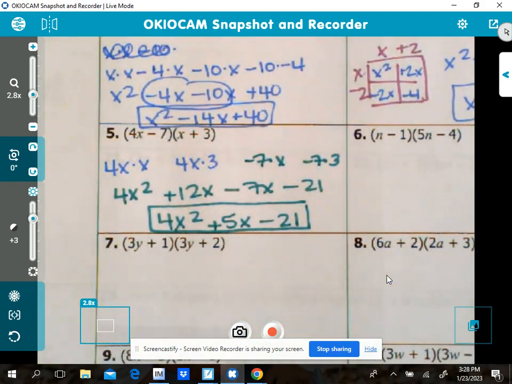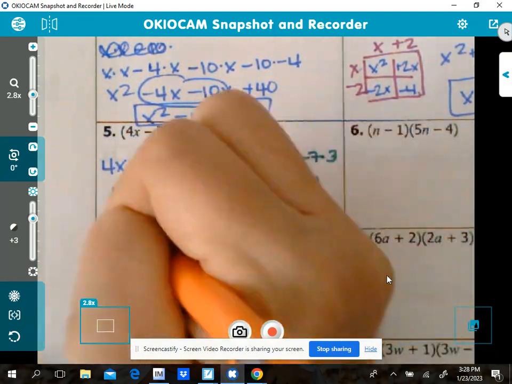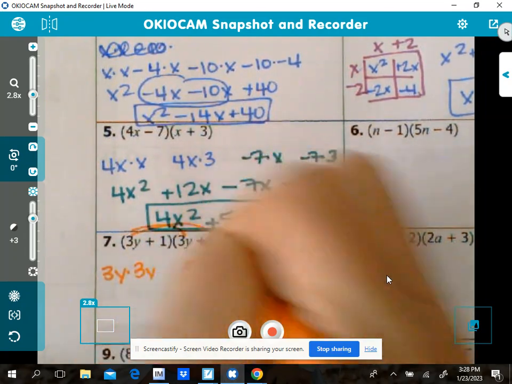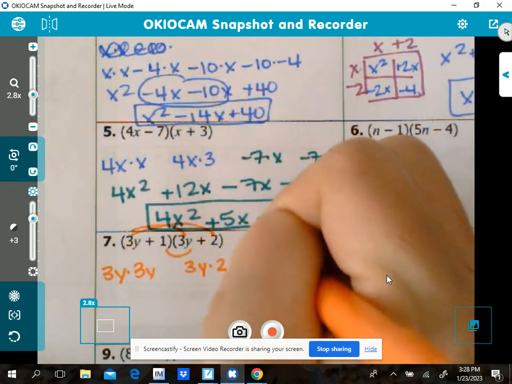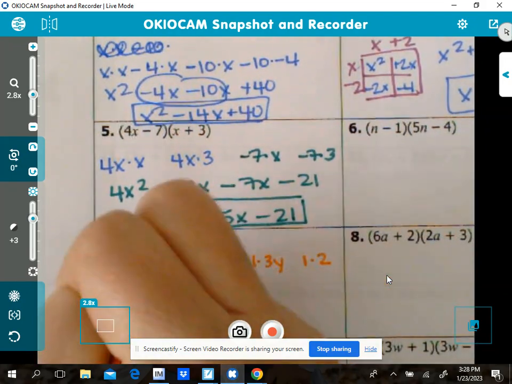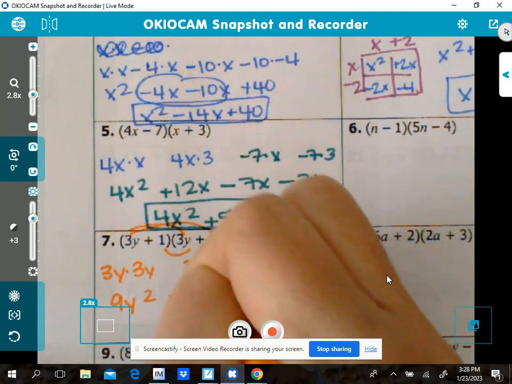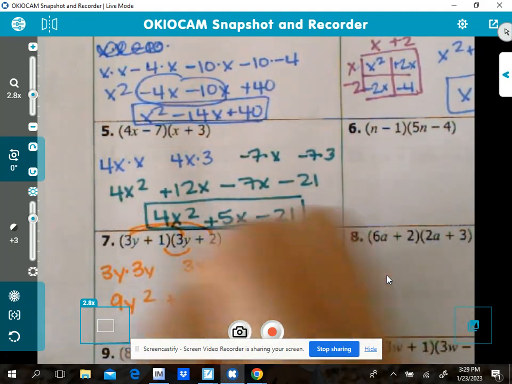Okay, and then one more of those. 3y times 3y. So 3y times 3y there, and then 3y times 2. And then we're going to do 1 times 3y and 1 times 2. So that's 9y squared plus 6y plus 3y plus 2, or 9y squared plus 9y plus 2.